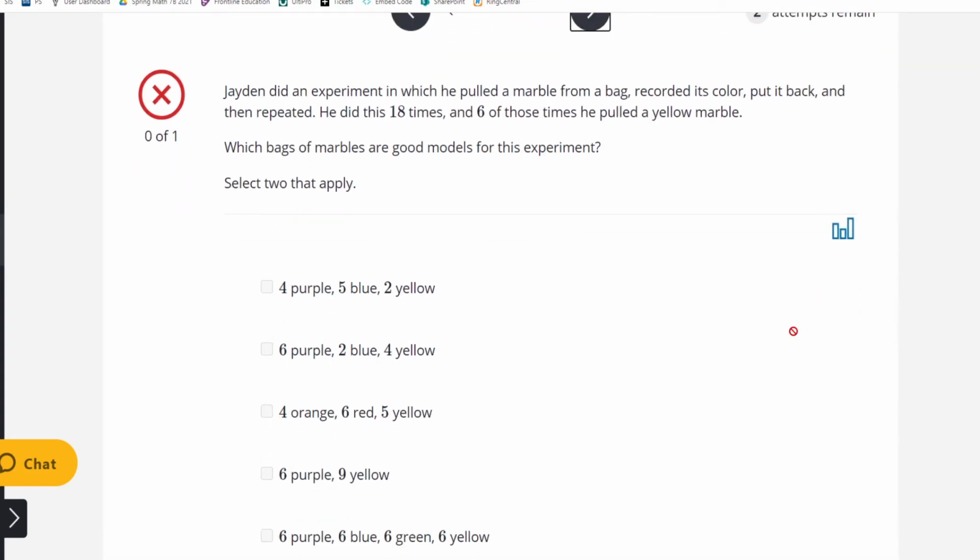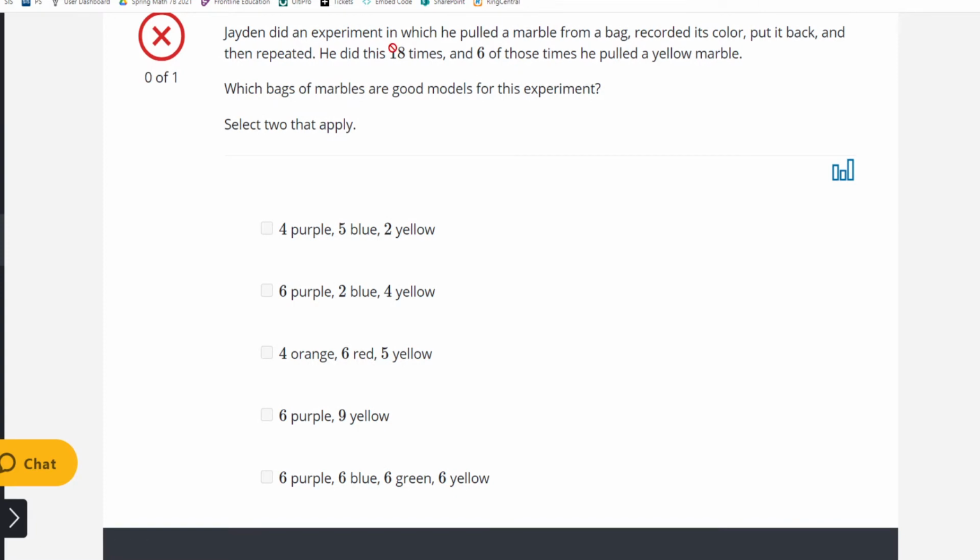All right, number 2 says that Jaden did an experiment in which he pulled a marble from a bag, recorded the color, put it back, and then repeated. He did this 18 times. 6 of those times he pulled a yellow marble. Which bags of marbles are good models for this experiment?